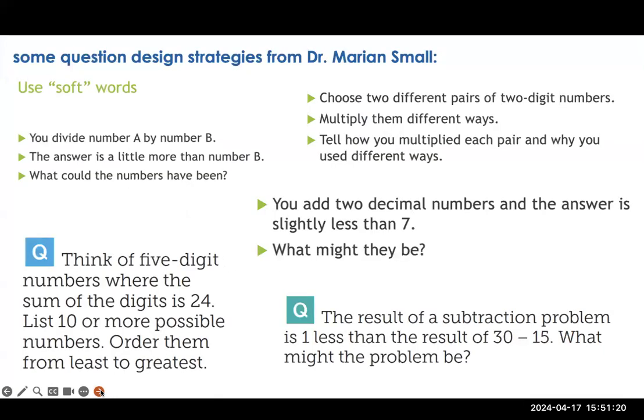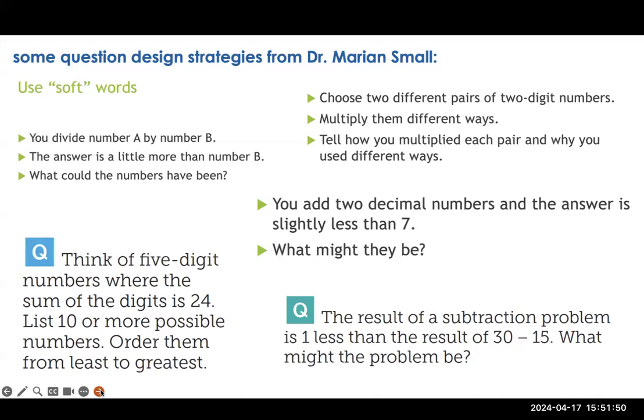Some other examples from Marion Small, using soft words. So you divide number A by number B. The answer is a little more than number B. What could the numbers have been? And again, once you have some of these kinds of questions in your repertoire, you can use them across all sorts of operations and types of numbers. I'll just leave some of those there for you to have a look at and think about, oh, I could use that with this, or I could use this with a particular group of students as well.